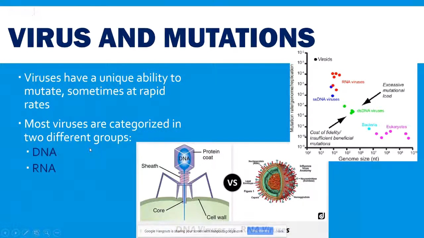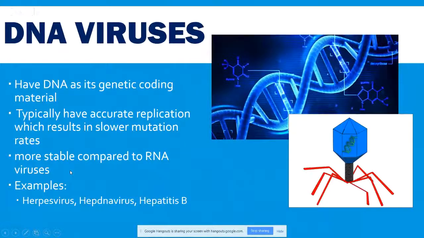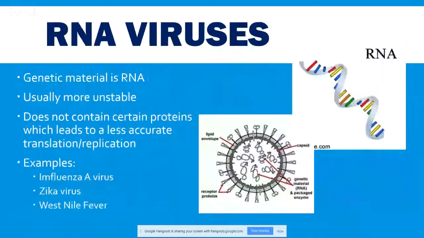Viruses are usually categorized by DNA and RNA, double stranded or single stranded. DNA viruses have genetic coding with accurate replication, which results in slower mutation rates. They're more stable compared to RNA viruses. Examples are herpes virus, hepatitis A and hepatitis B.